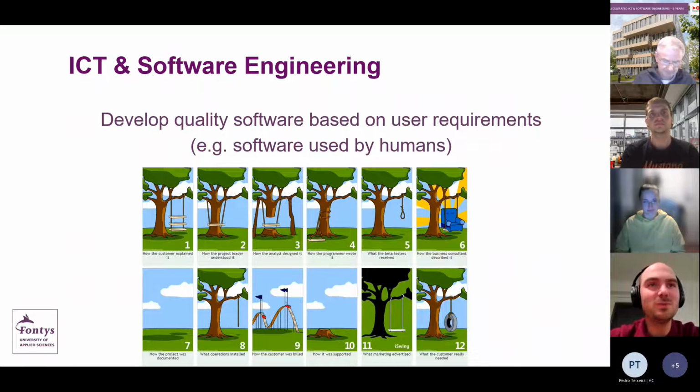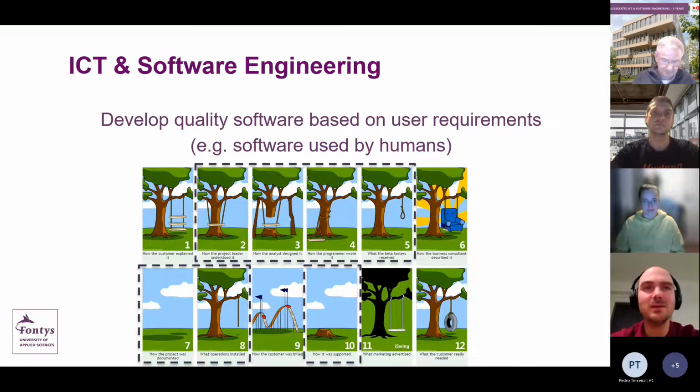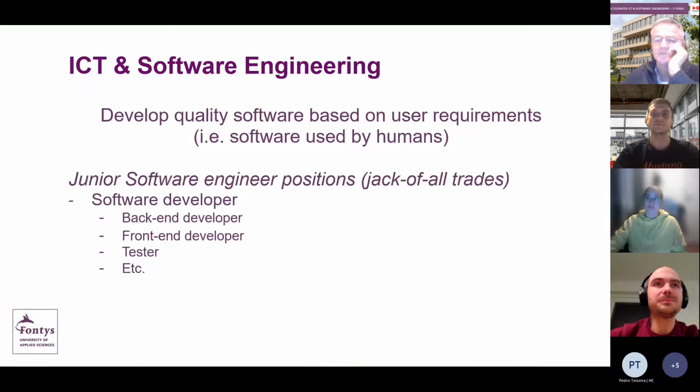You might have seen this picture before, you might not have. I think for software engineering, the dotted lines indicate what we do. So project leadership, analyzing it, programming it, testing it, documenting it, hopefully installing it. Well, not the billing part, but also supporting. So a lot of parts in the development of a product is what we do as software engineering, I think.